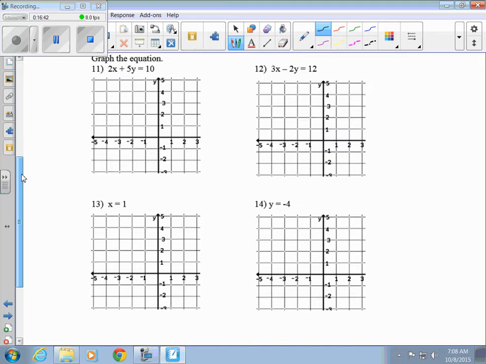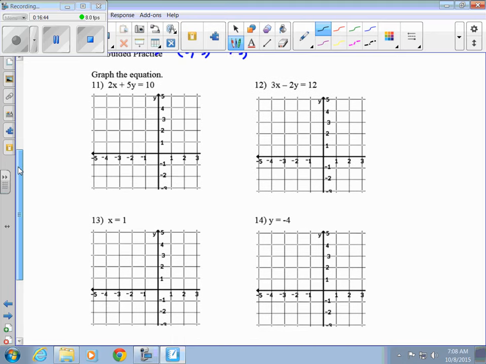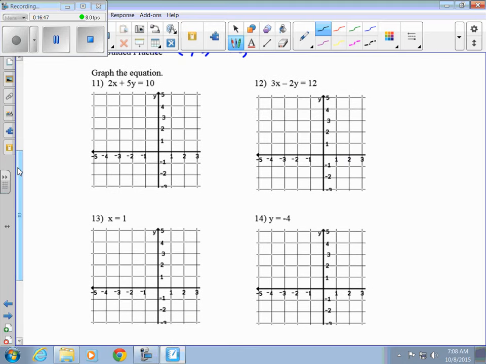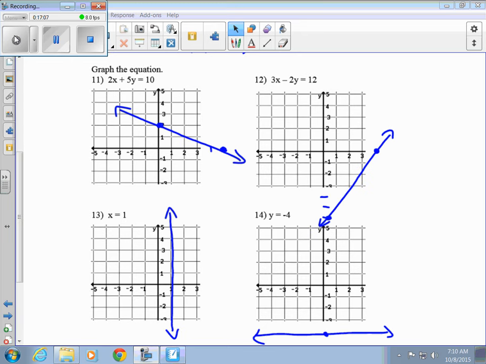All right, so now we're going to jump down to some guided practice questions. I want you to do questions 11 through 14. Graph those quickly. You can use either slope-intercept form or the cover-up method for 11 and 12. And then just graph those vertical and horizontal lines in 13 and 14. So go ahead and pause the video, and you can hit play when you're ready to move on. And here are the answers to the guided practice questions.